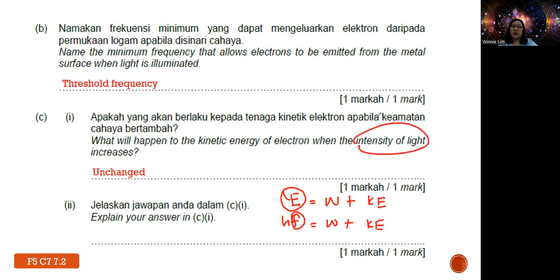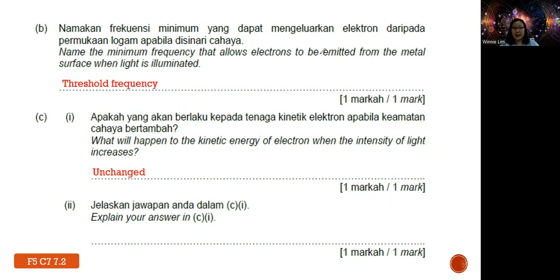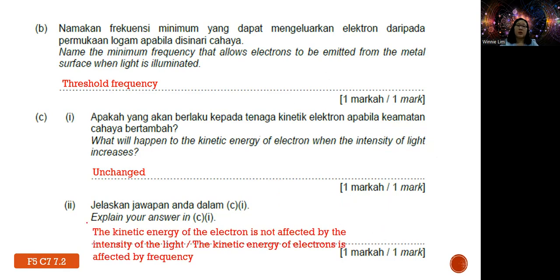Now, what is actually affected by the intensity of light is basically the number of electrons, which means when the photoelectric effect occurs, if you shine even more light, then more electrons are emitted out, but it won't change the kinetic energy of the electrons. Okay, so this is the explanation. You can say the kinetic energy of the electron is not affected by the intensity of light, or you can say the kinetic energy of the electron is affected by frequency only.